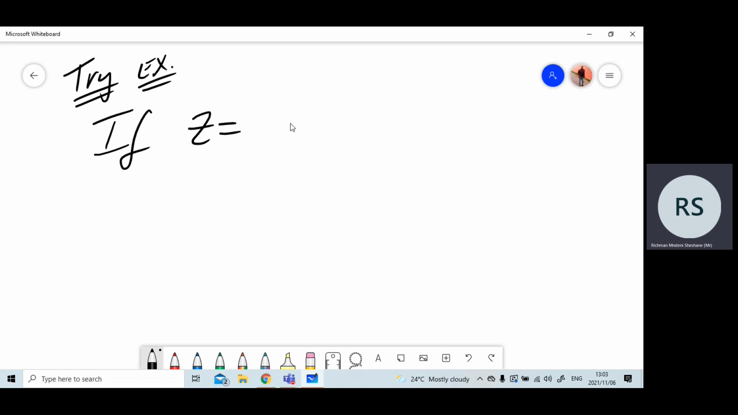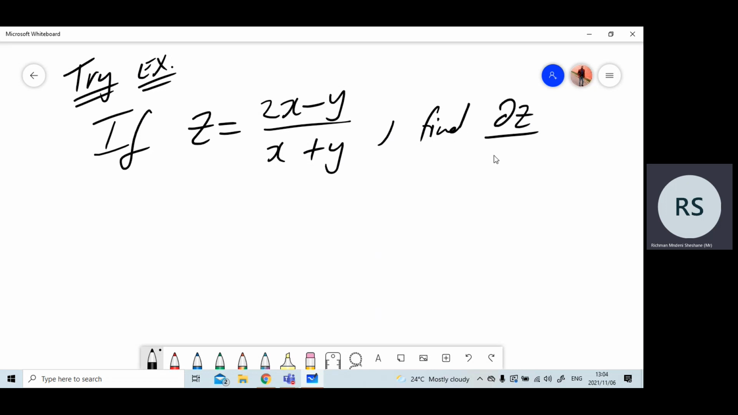Try this exercise. If z is equal to 2x minus y over x plus y, find a partial derivative of z with respect to x and a partial derivative of z with respect to y.